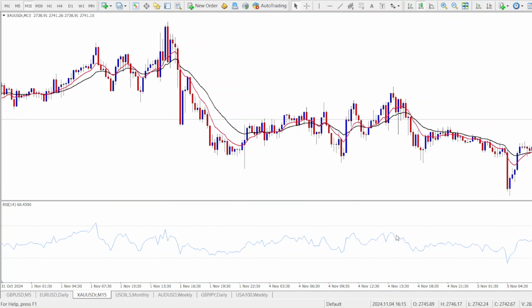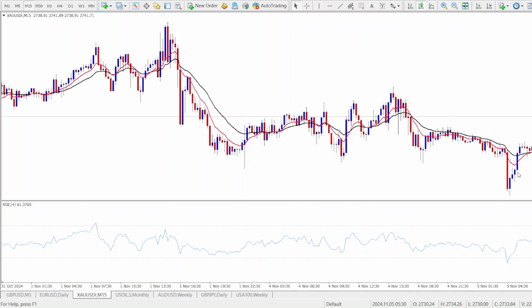When the RSI is above 70, as we can see here, it often means that the market is overbought and could be due for a pullback. You can see that right after that, we had a pullback in price. Conversely, if the RSI drops below 30, as we can see here, the market might be oversold and ready for a bounce. And we can see that we had a bounce right after this happened as the price went up. Day traders use these levels to identify potential reversal points.